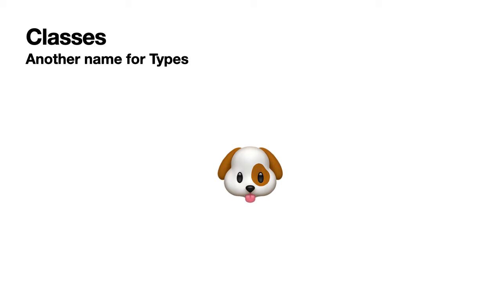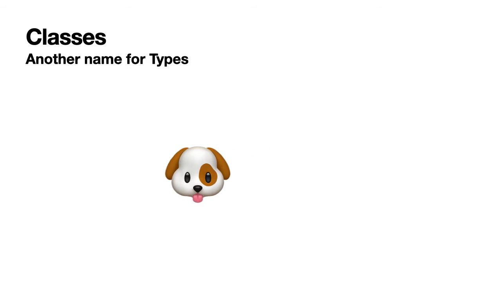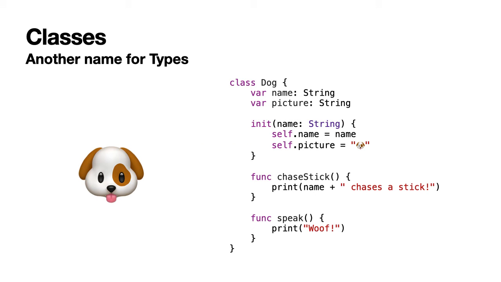If we recall from Everyone Can Code Puzzles, classes are another name for a type. And a type is a way of organizing code. If we're talking about a dog, for example, it has certain properties and behaviors. If we were to imagine what a dog's properties might look like in code, they might appear something like this. We have a couple of properties like name and picture, and we have a couple of behaviors, methods, we can call on a dog.